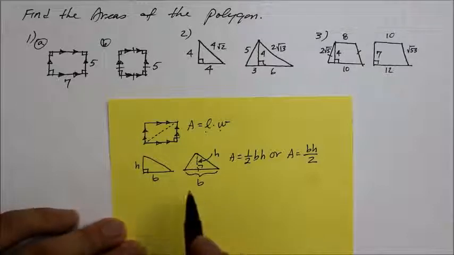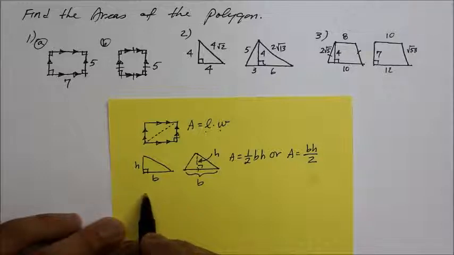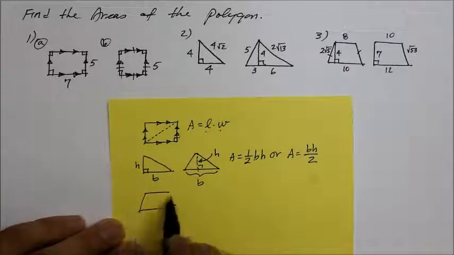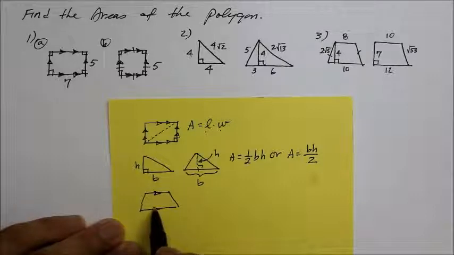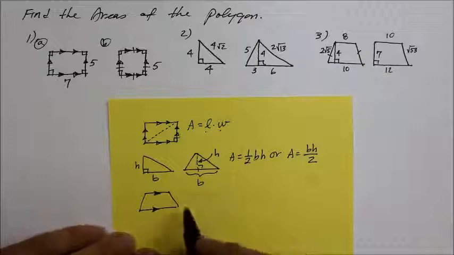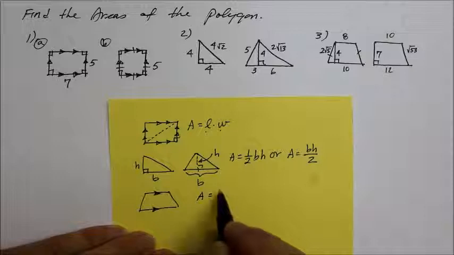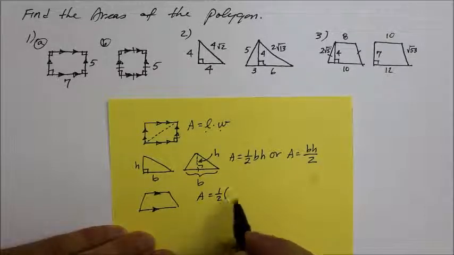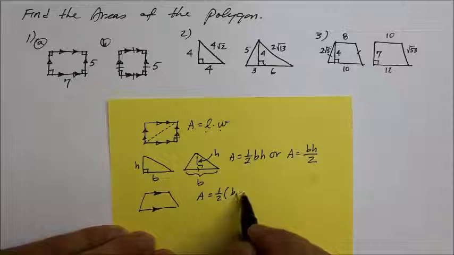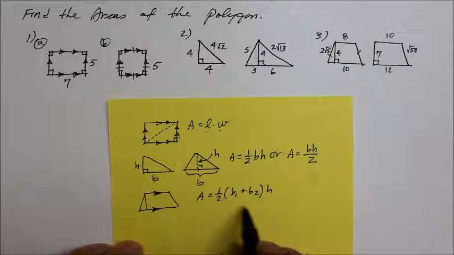And then another one is when you have one pair of parallel lines, but the other one isn't, is a trapezoid. Defined as just one set of parallel lines. These two are not parallel. Sometimes they're equal, but sometimes they're not. In this case, this is called a trapezoid, and the formula for the area of a trapezoid is area is equal to 1/2 times the sum of the base 1 plus base 2 times the height. Okay? So that's the formula.